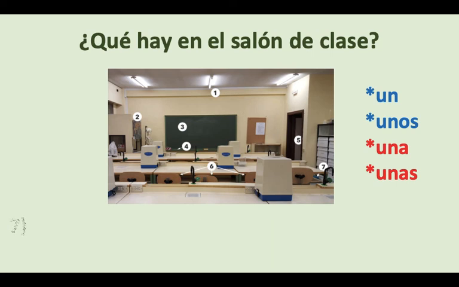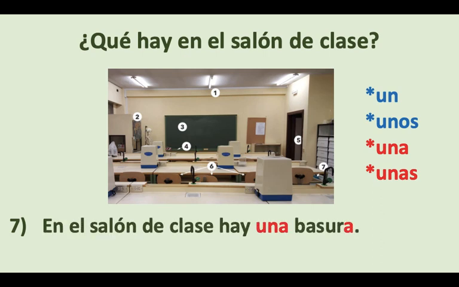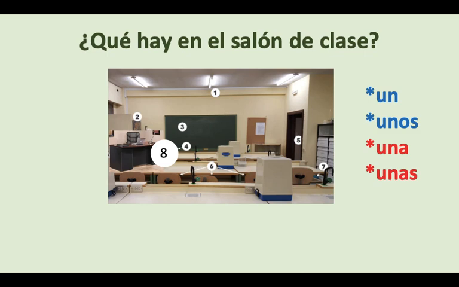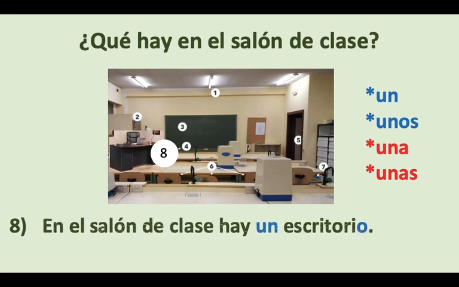¿Qué hay en el salón de clase número 7? Pointing down to a garbage can, hard to see. En el salón de clase hay una basura. And I added something there. ¿Qué hay en el salón de clase número 8? En el salón de clase hay un escritorio.